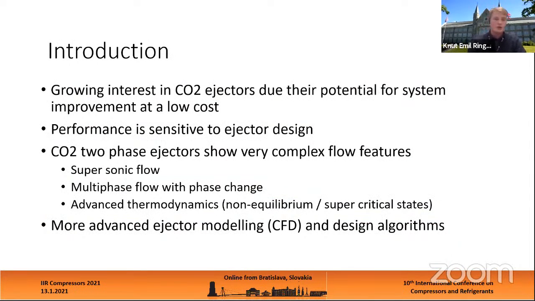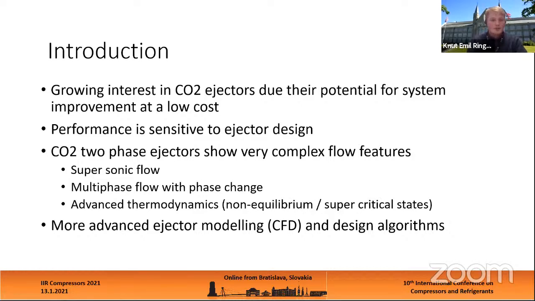So just to introduce the topic, in the last years there has been, as many of you of course know, a large growing interest for CO2 ejectors. And this is because of their massive potential for COP improvements, especially at high ambient temperatures. And while they can do this at a very low cost due to their simplistic design and no moving parts, which means low cost as well.